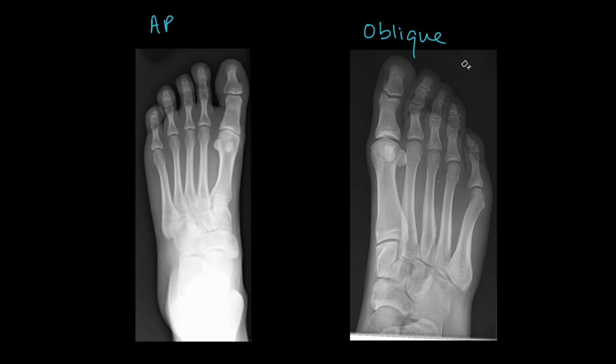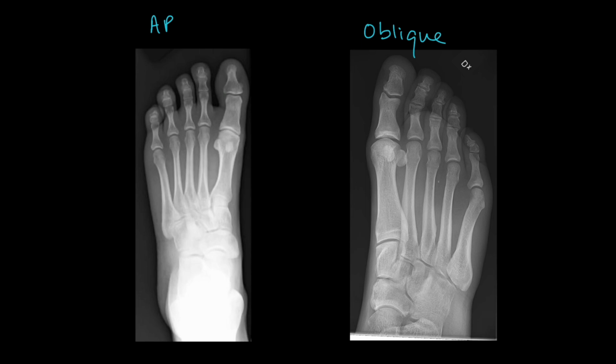Important checks to have are on our AP view. We want to see that the medial border of the base of our second metatarsal should align quite nicely with the medial border of our intermediate cuneiform. And on the oblique view, we should see the medial border of our third metatarsal base align quite nicely with the medial border of our lateral cuneiform.